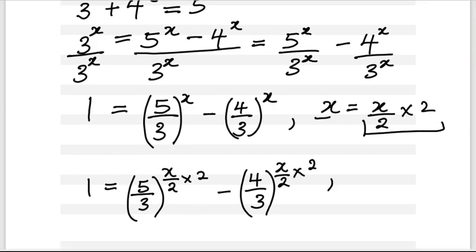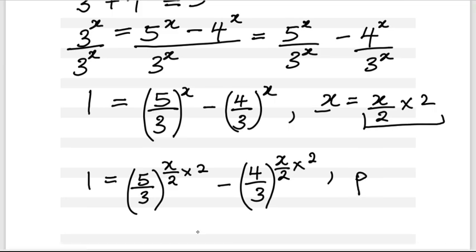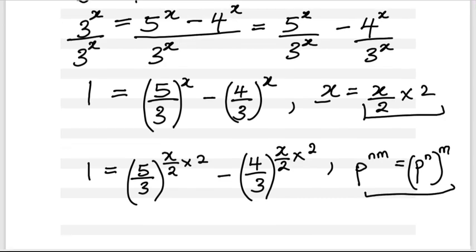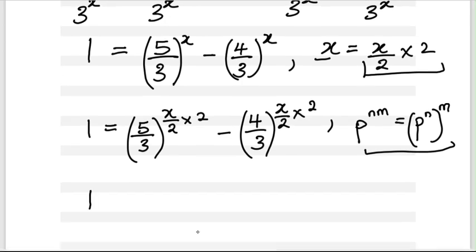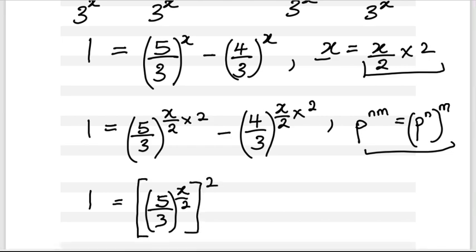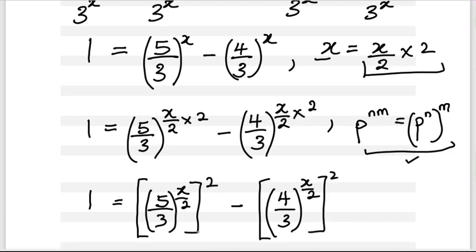And if you recall in indices, let's say p is raised to the power of n m. This is the same as p to the power of n all to the power of m. And we're going to apply this to the problem we have here. So we're going to have 1 equal to 5 over 3 to the power of x divided by 2 all to the power of 2, just as what we did here, minus 4 over 3 to the power of x divided by 2 all to the power of 2.